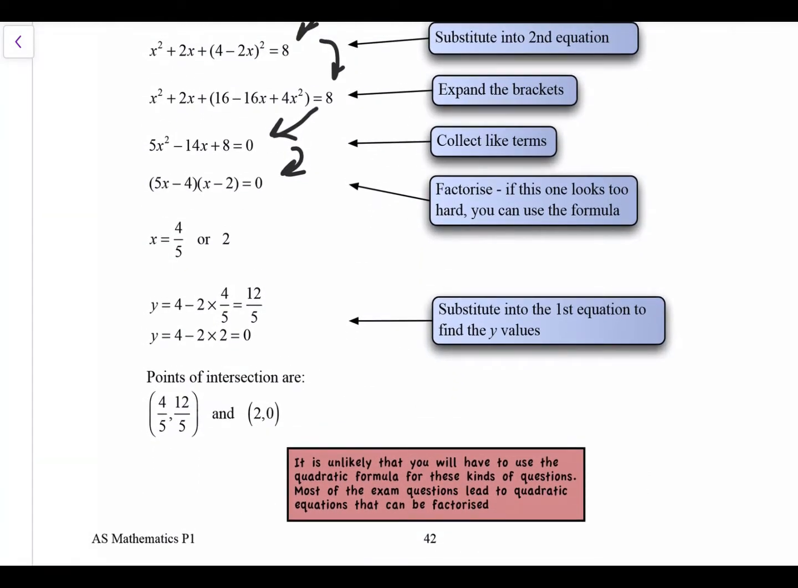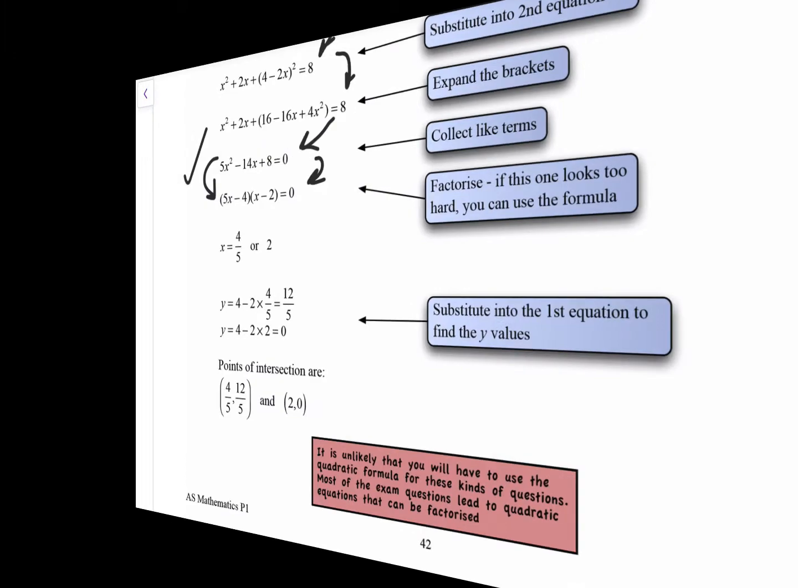As I've said at the bottom here, it's unlikely that you have to use the quadratic formula for these. For these kinds of questions, quadratic equations can be factorized. So being able to factorize from here to here is a very good and important skill to have.